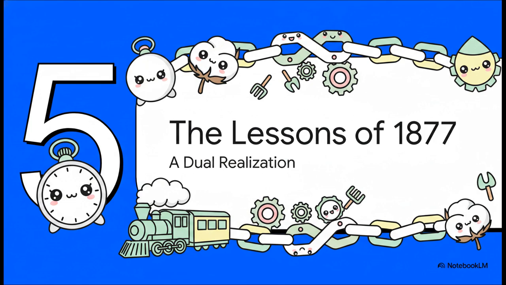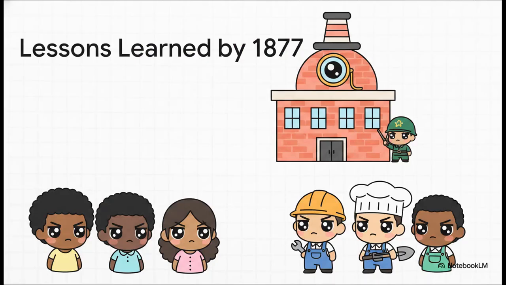Section 5, The Lessons of 1877, A Dual Realization. Chapter 10 concludes that by the year 1877, both of these marginalized groups realized a really harsh truth. Their separate movements just weren't powerful enough to topple the entrenched establishment. Black Americans, who were facing the total rollback of Reconstruction and rising systemic racism, learned they didn't have the strength alone to make the Civil War's promise of equality a reality. And at the exact same time, the working class, despite all their anger and all their strikes, realized they just weren't united enough to defeat the incredibly potent combination of private capital backed by government power.